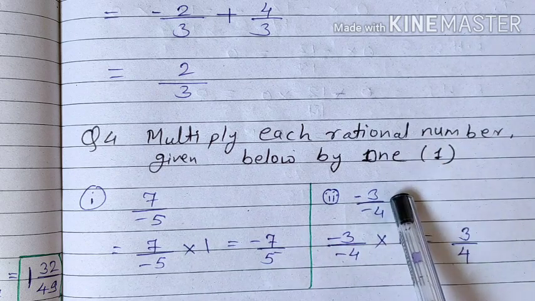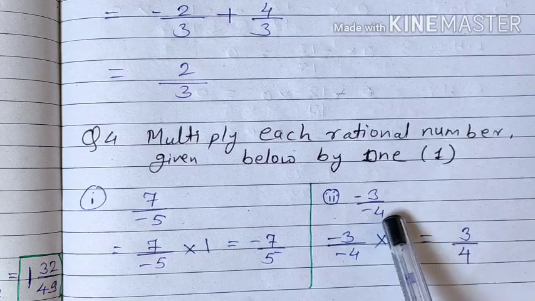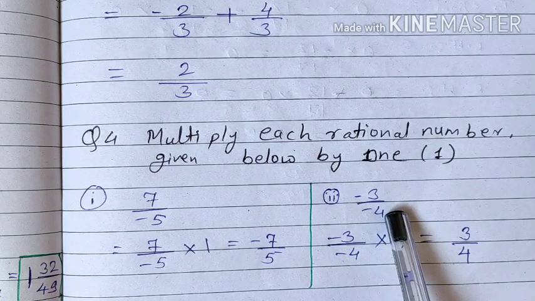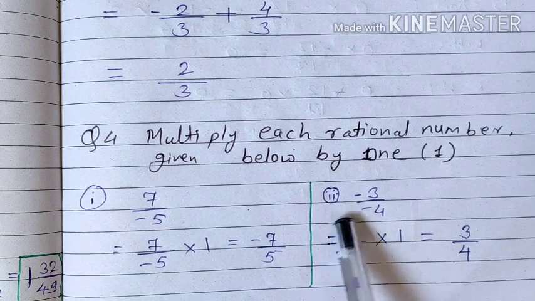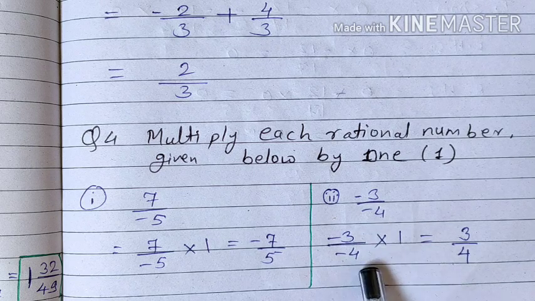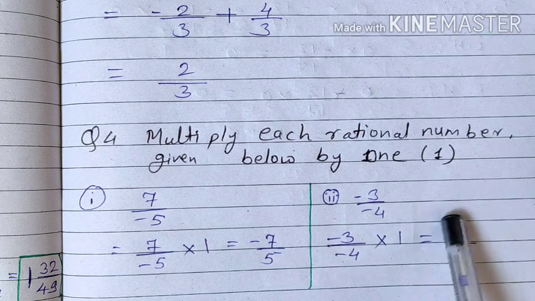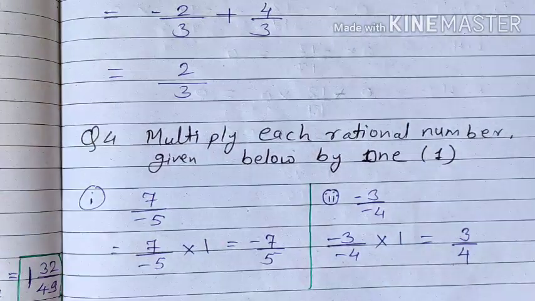Now students, next example is there. Minus 3 upon minus 4. We have to multiply this number with 1. For that, minus minus, both are minus, numerator and denominator both are minus. That means it is a positive number. So positive 3 upon 4 multiplied by 1. The answer is positive 3 upon 4. Got it?